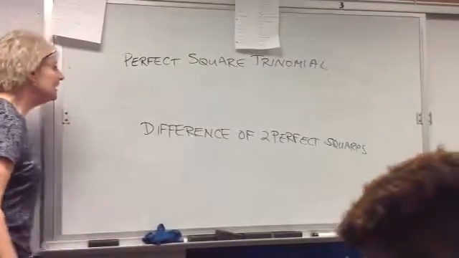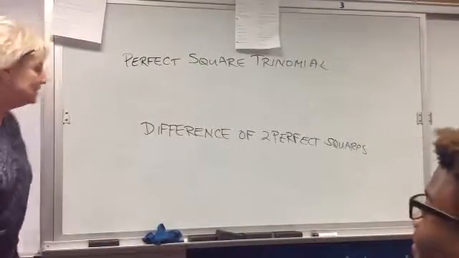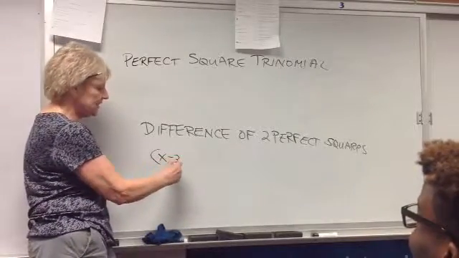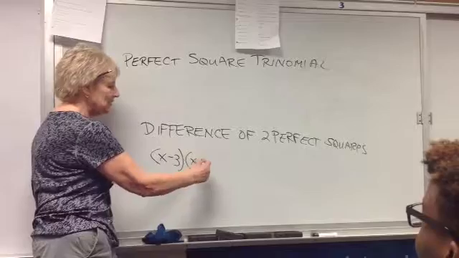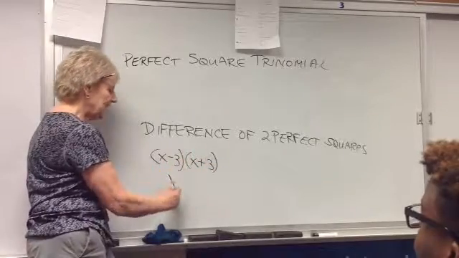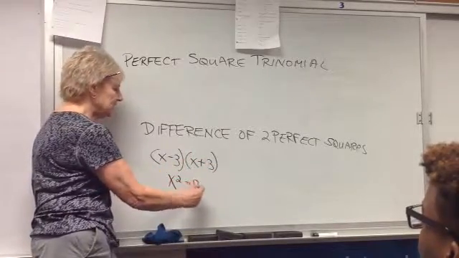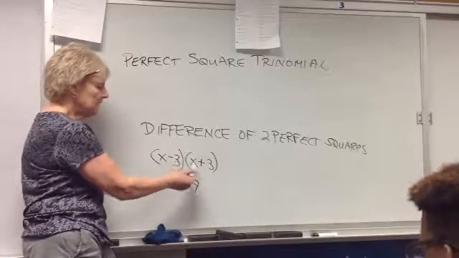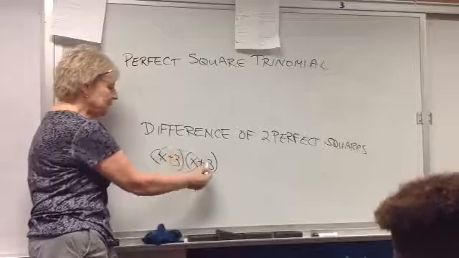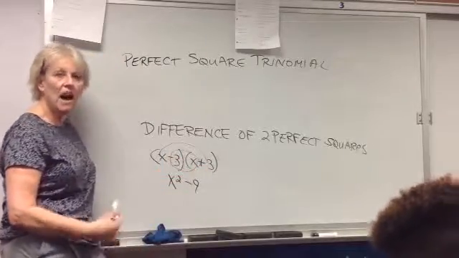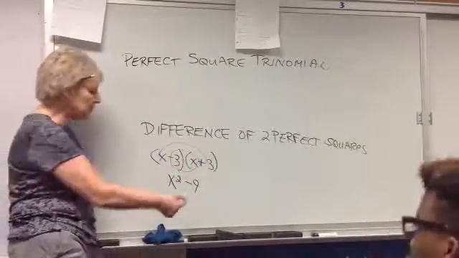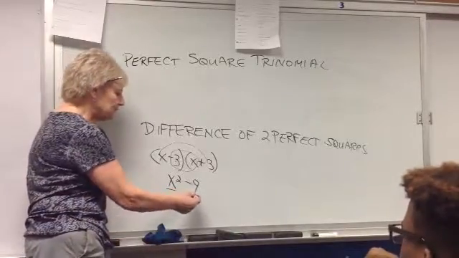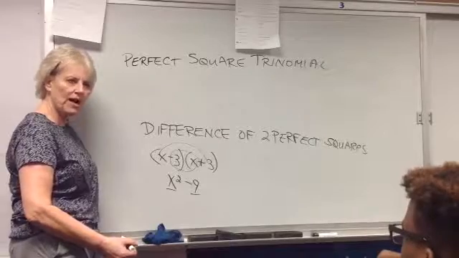Okay, on your batch, you multiplied x minus 3 and x plus 3. You should have got x squared minus 9. The middle term here and the outer term here are opposites, so you end up with no middle term. This is called the difference of two perfect squares.